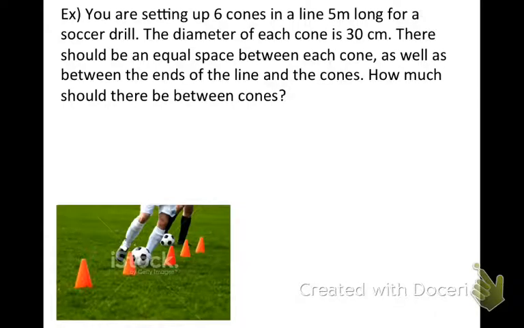All right, now you can imagine what this looks like. In fact, I've given you a picture kind of to show you what it might look like with 5 cones instead of 6 cones. It would be very tough to set up a verbal model that we could use to figure out how much space is going to go between each pair of cones and between the end cone and the end line.